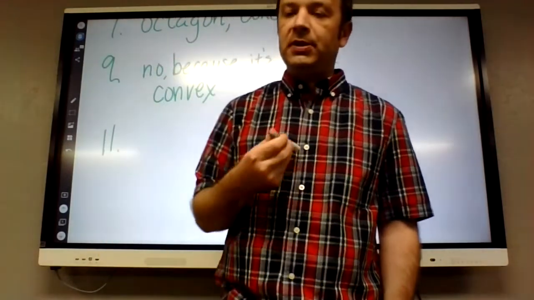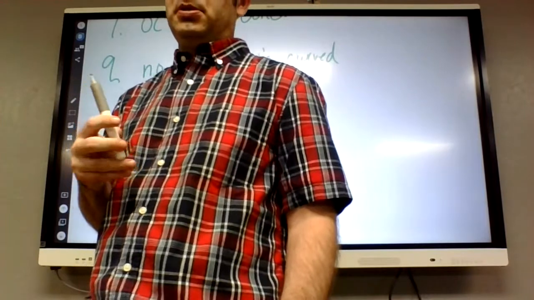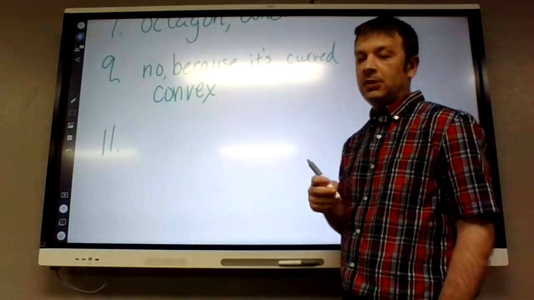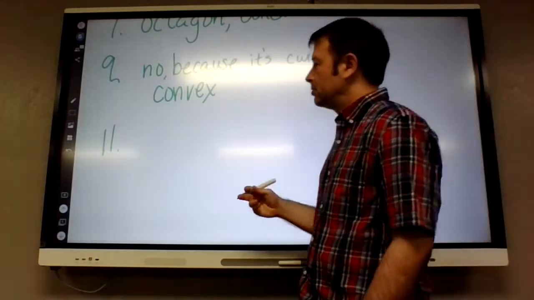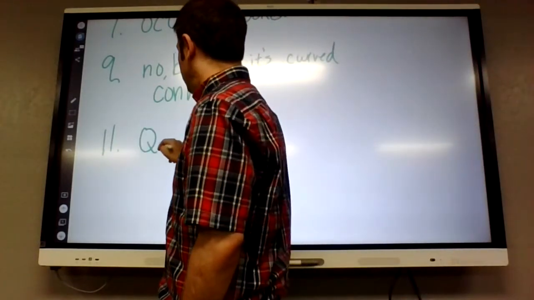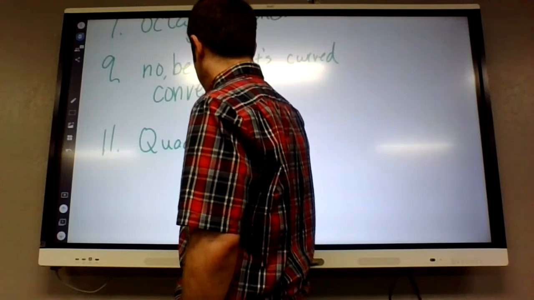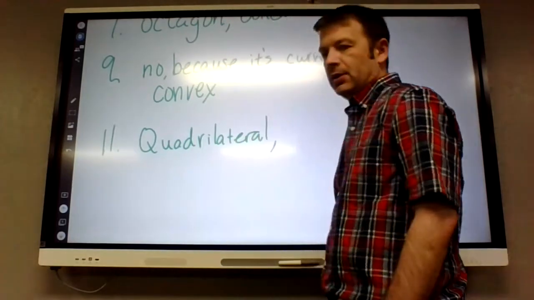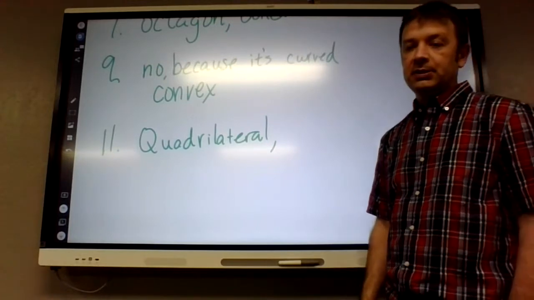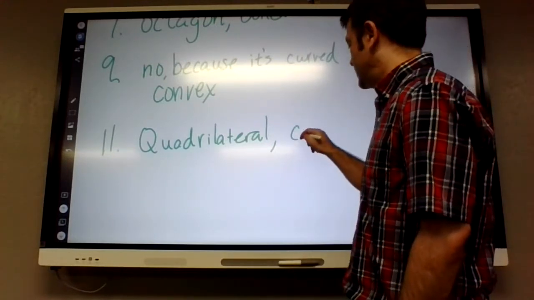Okay, number 11, is that a polygon? Yes. How many sides does it have? Four. What's that called? Quadrilateral. Is it concave or convex? Concave. It's got a little bit of an indention.